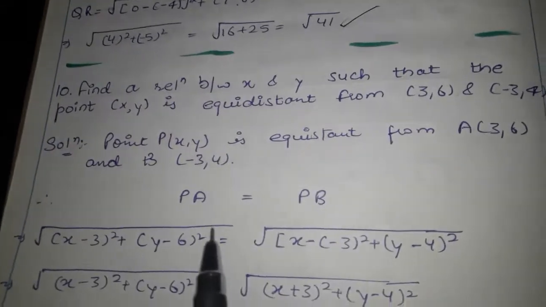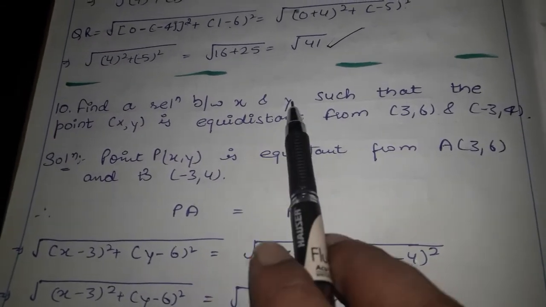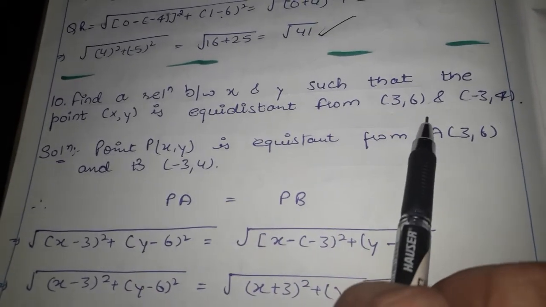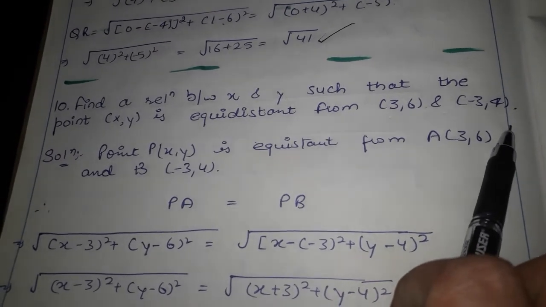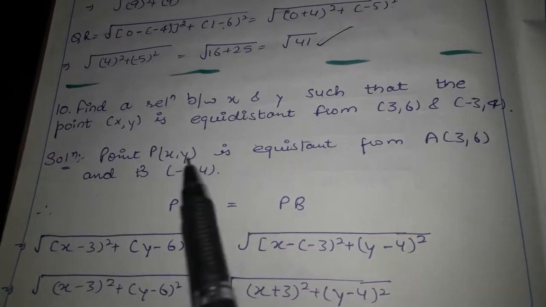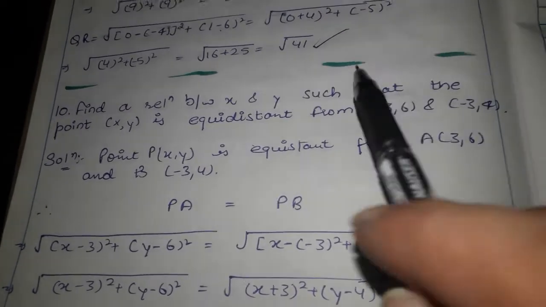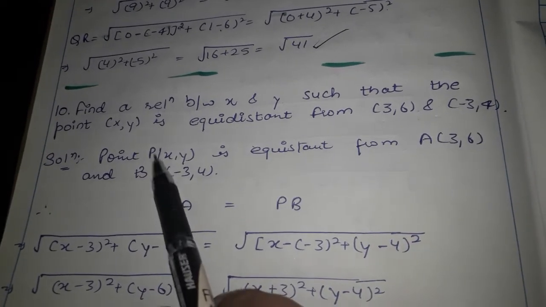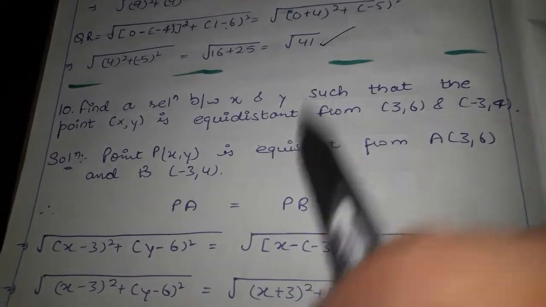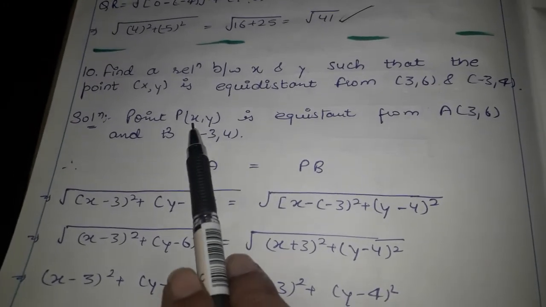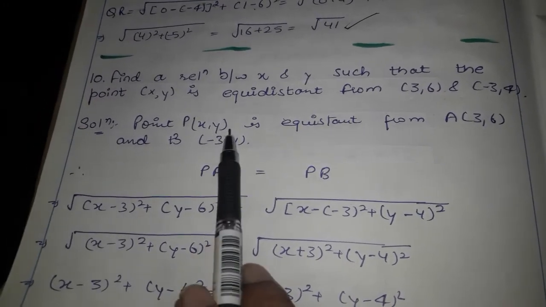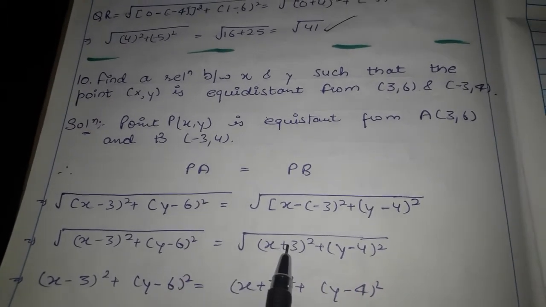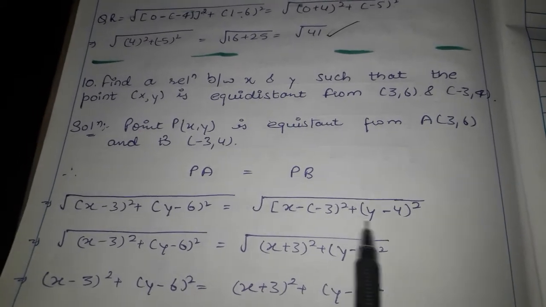Last question of this exercise, 10th question. Find the relation between x and y such that point (x, y) is equidistant from (3, 6) and (minus 3, 4). This point is equidistant, so we will use the distance formula. I let these points be A and B, and this point is P. We have to find PA and PB and just equate them. PA will be the square root of (x minus 3) whole square plus (y minus 6) whole square. Here PB should be the square root of (x minus minus 3, that is x plus 3) whole square plus (y minus 4) whole square.